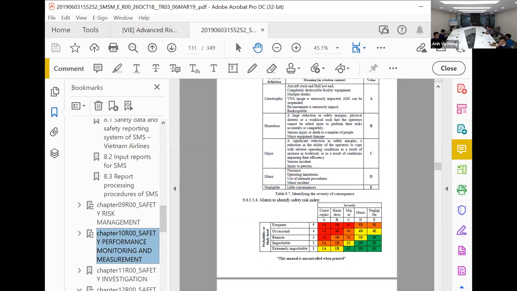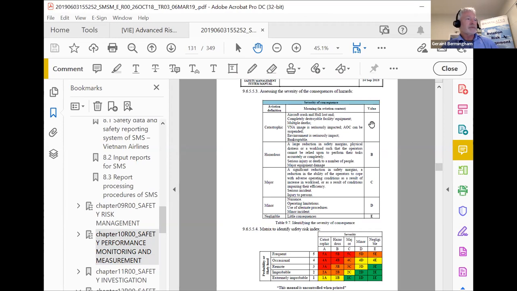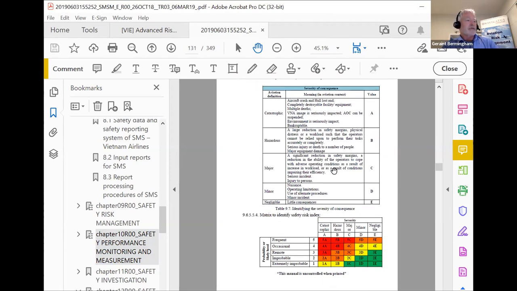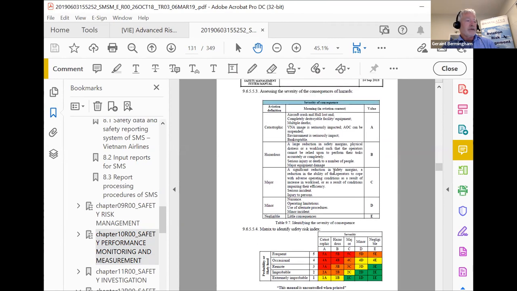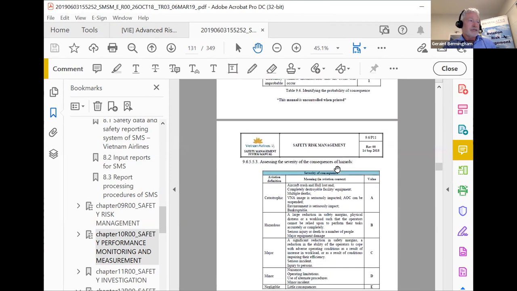That's correct. It's aircraft crash and hull loss risk. You can see it in the share screen. Yes, I was just trying to understand the risk register. The ALARP rating is the result of agreed mitigations. Is that right?